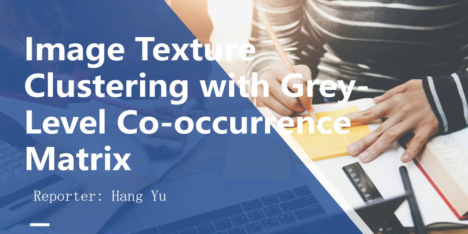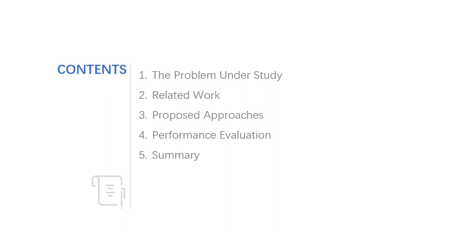Hi everyone, my project is image texture clustering with grid level co-occurrence matrix. Today I will introduce my project from 5 aspects: the problem under study, related work, proposed approaches, performance evaluation, and summary.